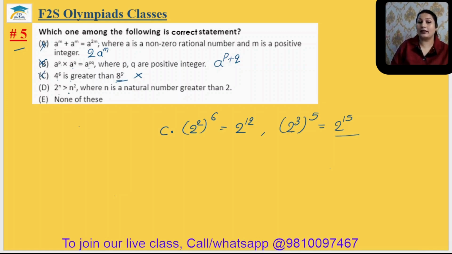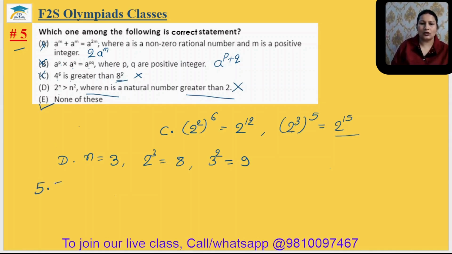2 to the power n is greater than n square. Let's understand it with an example. Suppose n equal to 3, as it is mentioned, n should be greater than 2. So 2 to the power 3 means 8, and n square, 3 to the power 2, so 3 3s are 9. 8 is not greater than 9. This is also wrong. Option should be E. Fifth answer is option E.